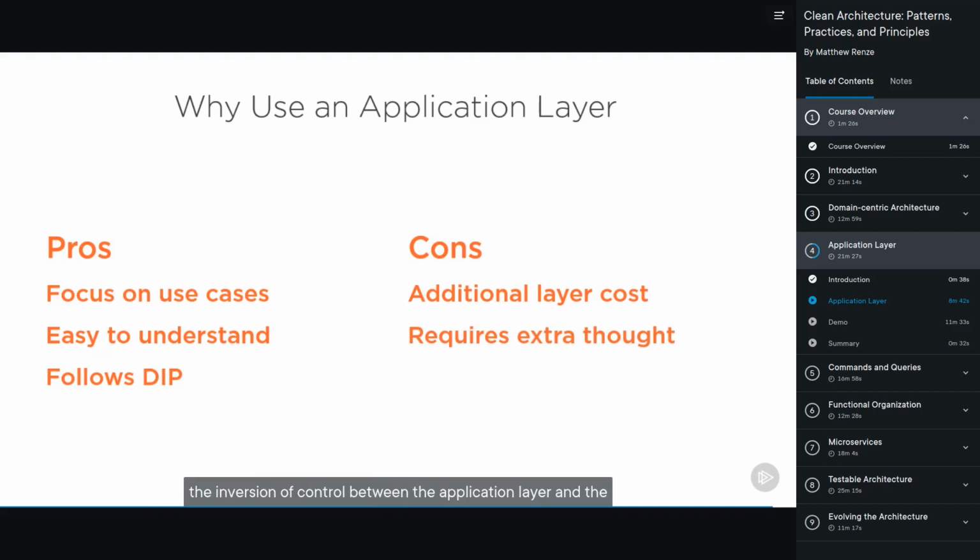Third, the inversion of control between the application layer and the infrastructure layer is often counterintuitive for novice developers. However, after you've wrapped your brain around it, it becomes quite a bit easier to reason about. So now let's take a look at how the application layer is implemented in our clean architecture demo.